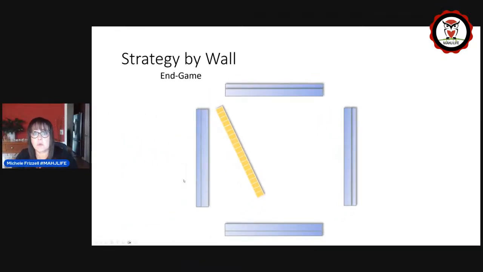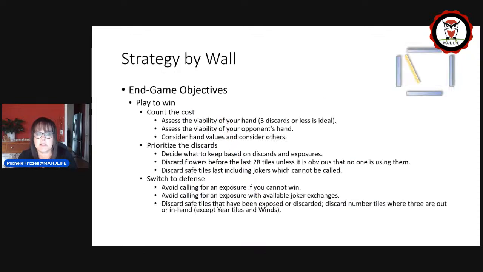This is the last wall, the fourth wall. That's where we are right now, 40 tiles left. These are the objectives or the strategies. The first thing you want to do is decide if you're going to play to win. If you're going to play to win, you've got to stop and count the cost, because your opponents at this point will have had time to build their hand too, and they could also be ready to win. So you want to assess the viability of your own hand. Three discards or less is ideal at this point in the game.